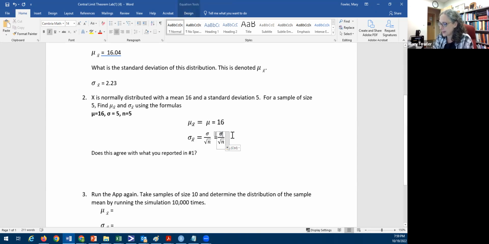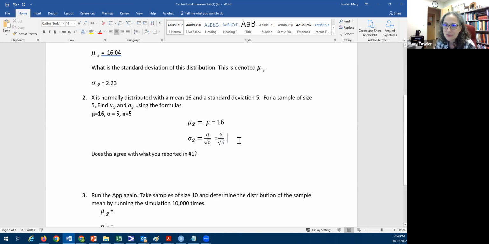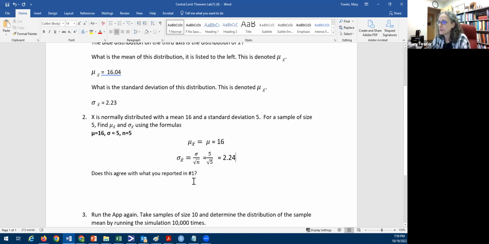You can write this by hand. You can do it any way you want. It doesn't matter. You don't have to make it look like this, but I'm just copying and pasting and then substituting. And so let's express this to 2 decimal places. 5 over the square root of 5. And when we do that, we get 2.24. And so does this agree? Do these answers agree with what we got from the simulator? Yes, that's quite a lot of agreement, right?